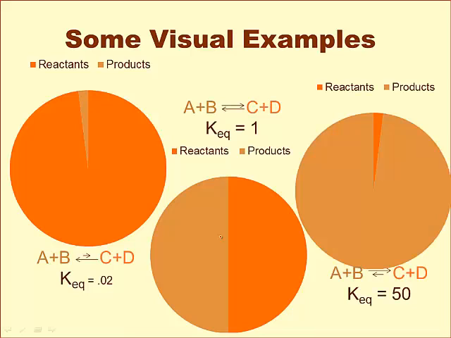A better reaction would be to do one with a very large KEQ, like say maybe 50. That one's definitely favored towards the products. And as you can see from the graph here, we're making a lot of product and only leaving a small amount of reactant left over.